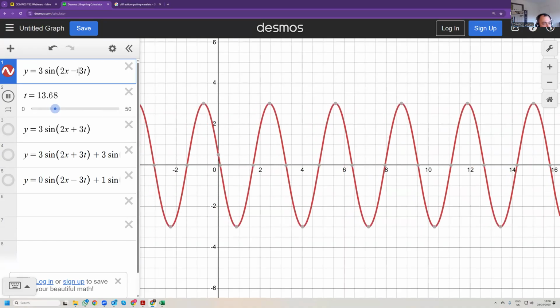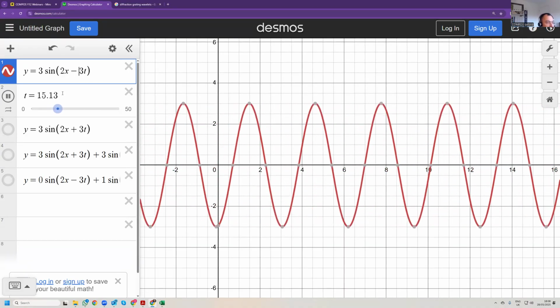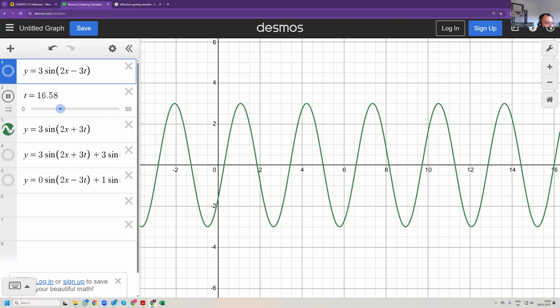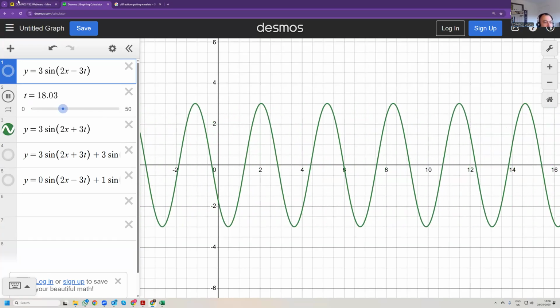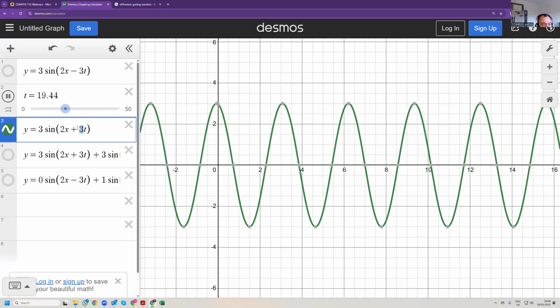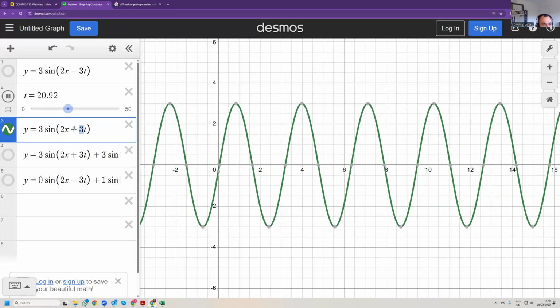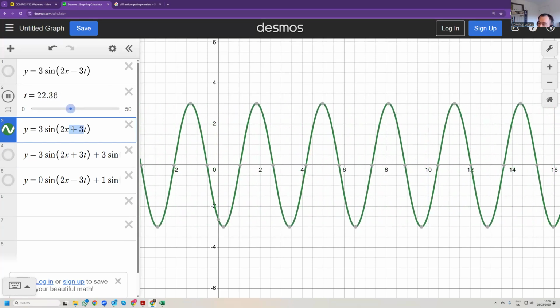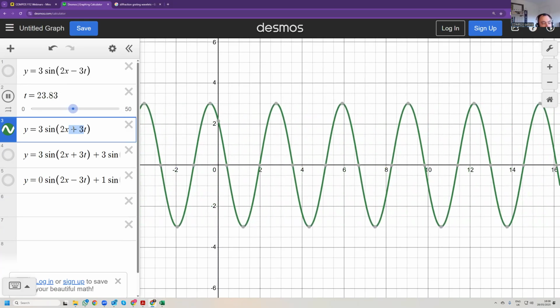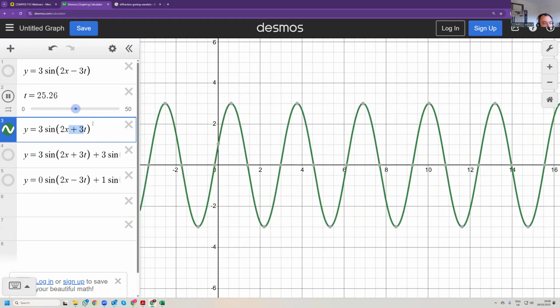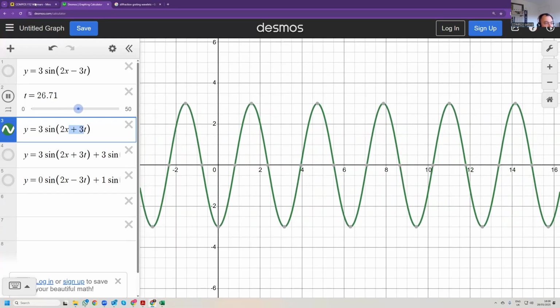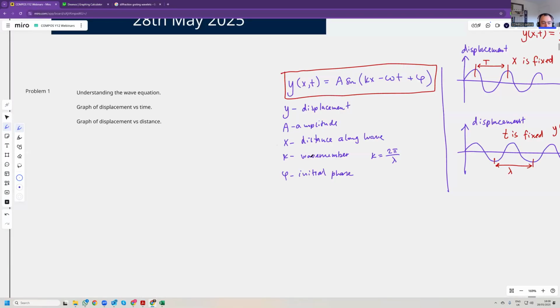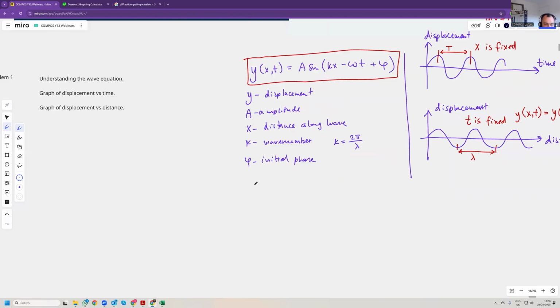Now, if I change the sign, the wave travels in the opposite direction. So this sign has to do with the speed. Okay. So in fact, the speed of a wave, velocity, the speed of a wave.